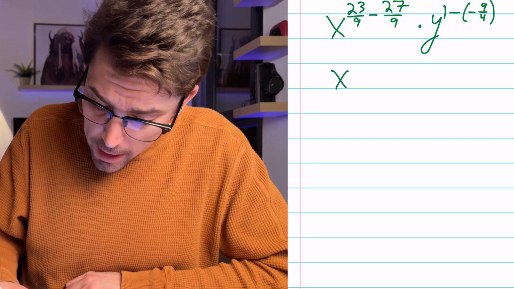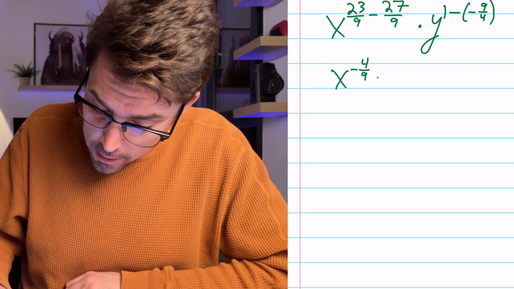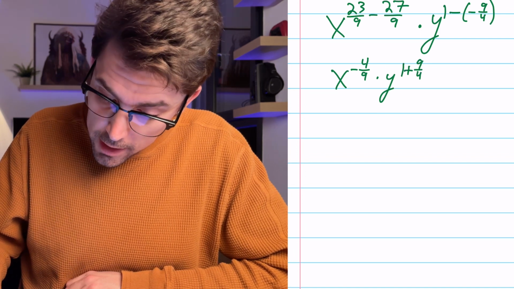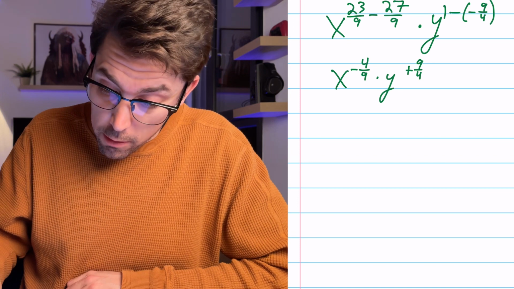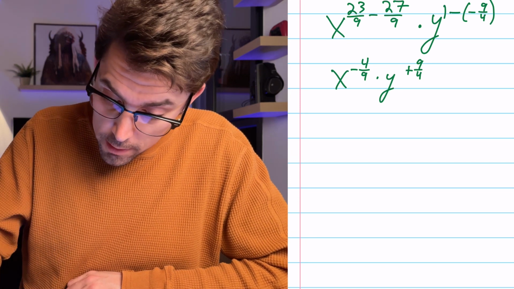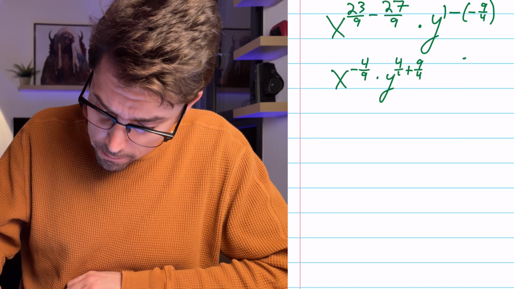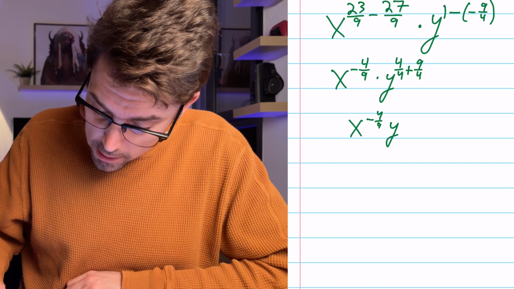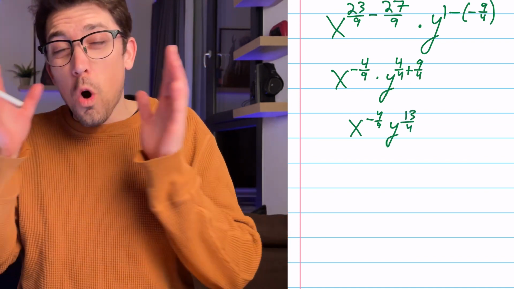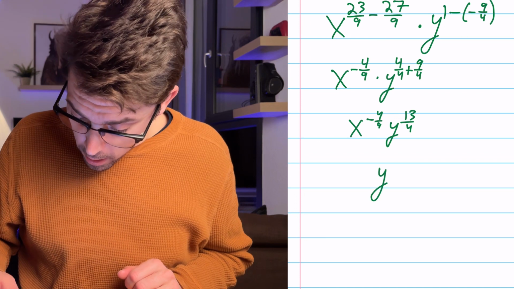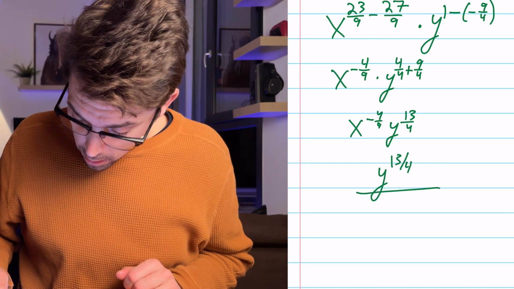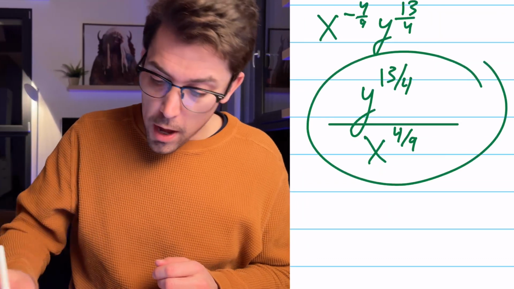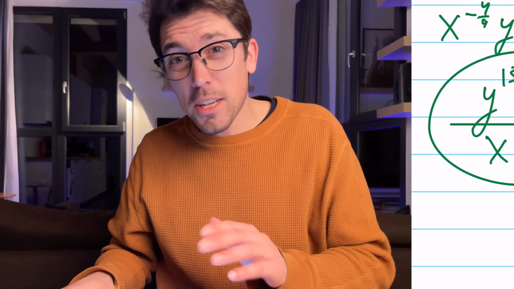I'm going to have x to the power of negative 4 over 9 times y to the 1 plus 9 over 4. And again, since I know I'm doing this by hand, me personally, I'm just going to change this right now to be 4 over 4. So now it's going to give me x to the negative 4/9, y to the 13 over 4, and making sure that we only have positive exponents, we're going to have y to the 13 over 4 all over x to the power of 4 over 9. Your final answer is y to the power of 13 over 4 divided by x to the 4 over 9.